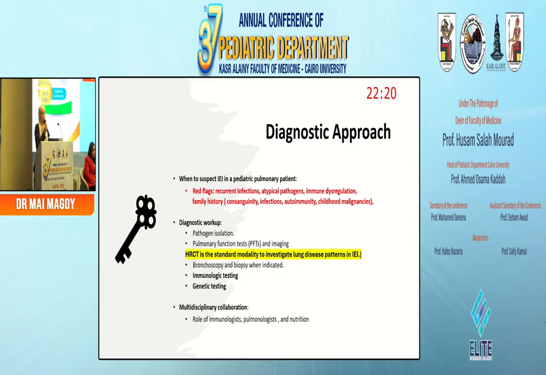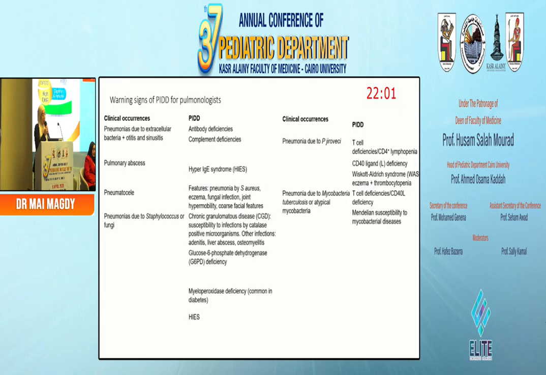Then we will proceed to immunological testing, the basic immune profile. If all this didn't help us to reach a diagnosis, sometimes we need to proceed to genetic testing. Multidisciplinary collaboration is very important for the diagnosis as well as the management, and we will discuss this later.